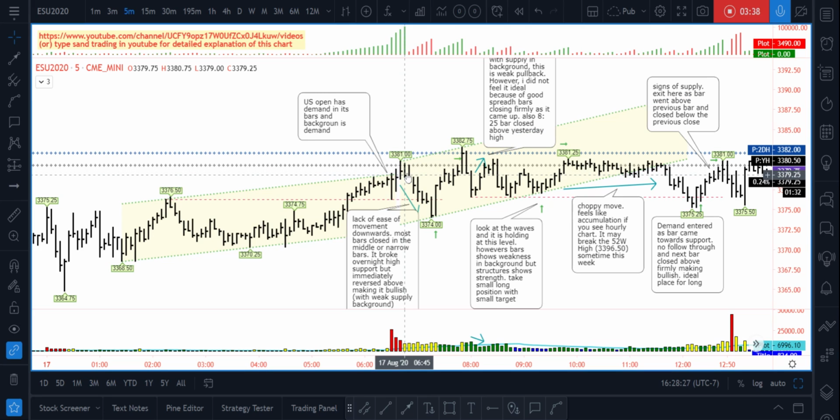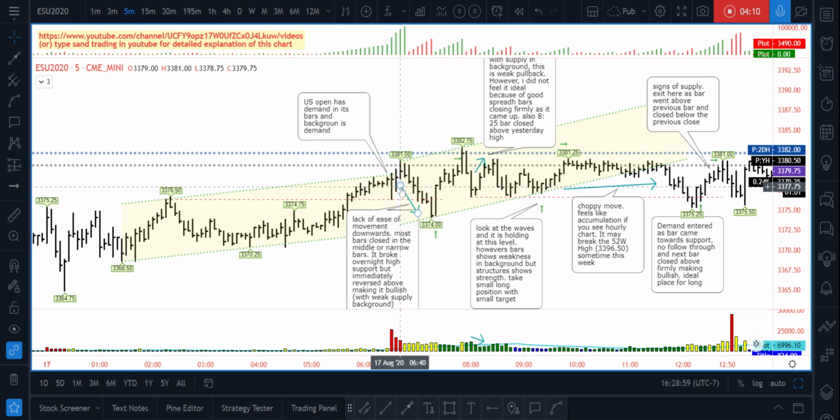That does not mean that we take a short here. The reason is that the background condition is demand, so that is why we don't take a short here. The bar comes down, tries to go up, and again closes below. This is a firm close. Still, this is not a popping supply where volume significantly increased and suppliers pushed. It's a normal supply, not a threatening one.